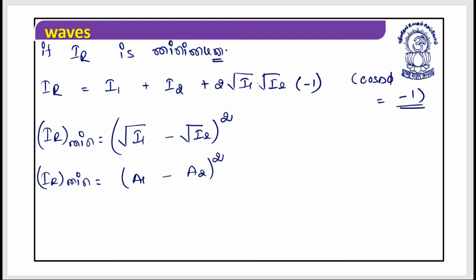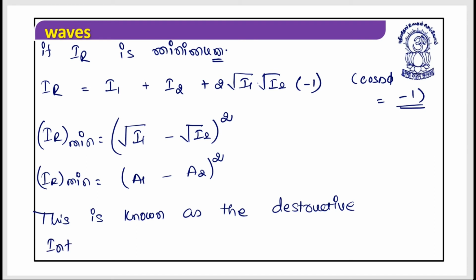So this is the IR minimum, which is equal to A1 minus A2 whole square. This is known as the destructive interference. This is the case of the IR minimum.